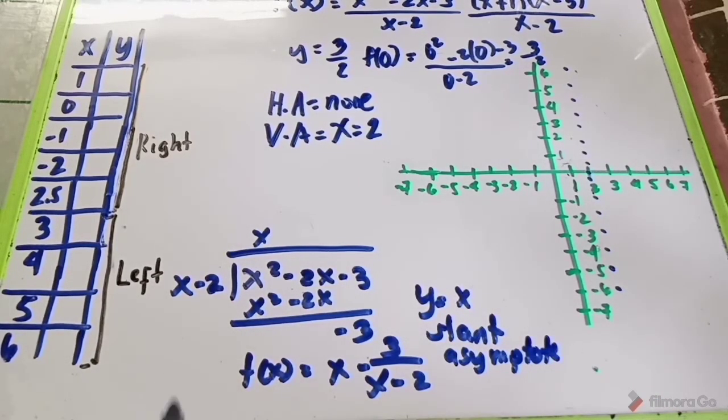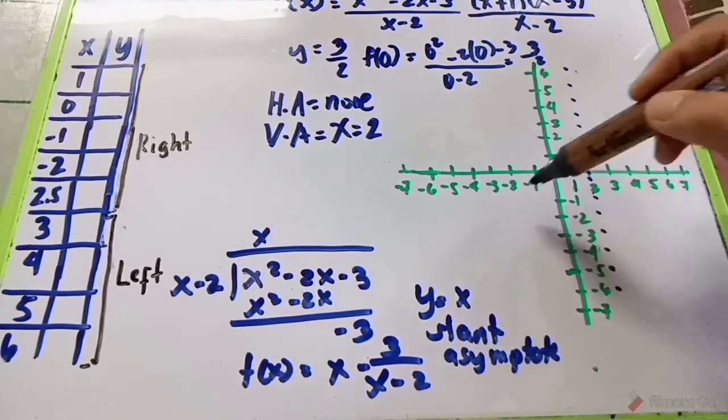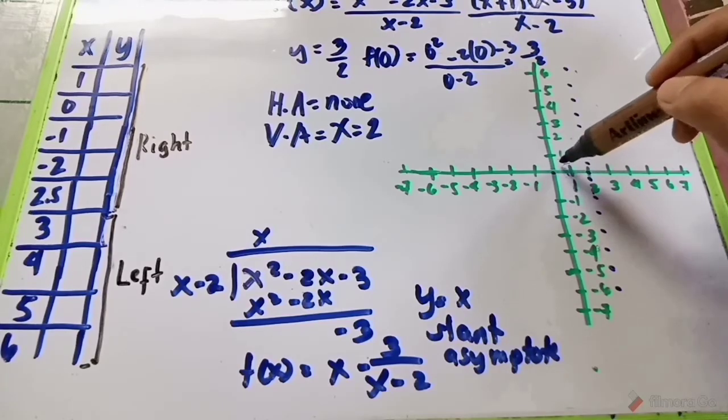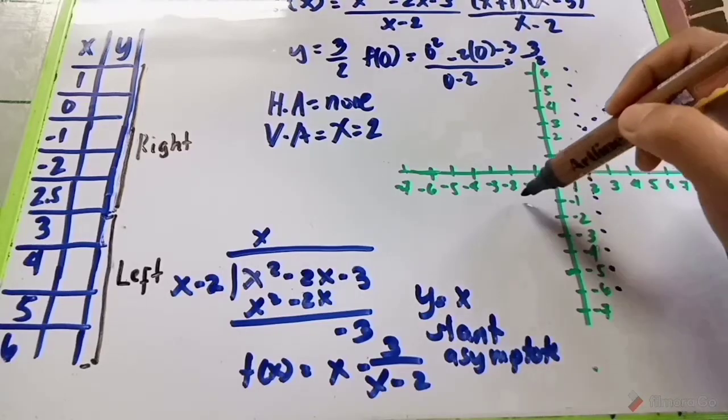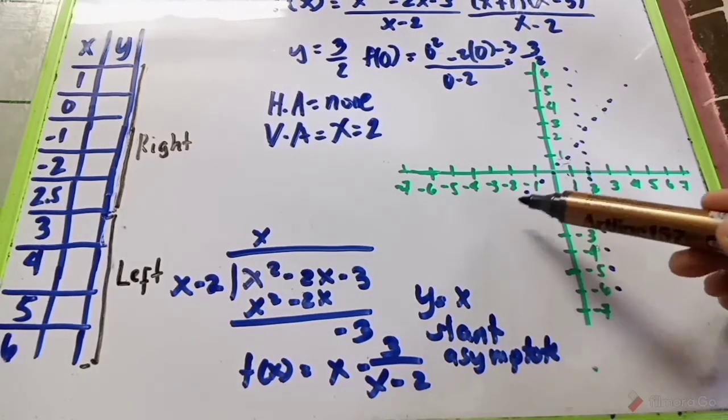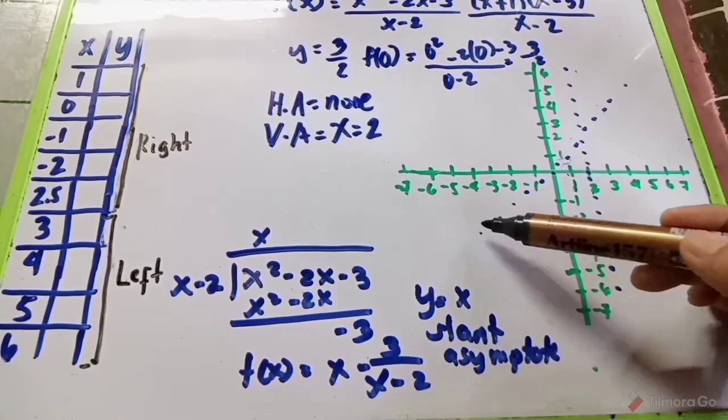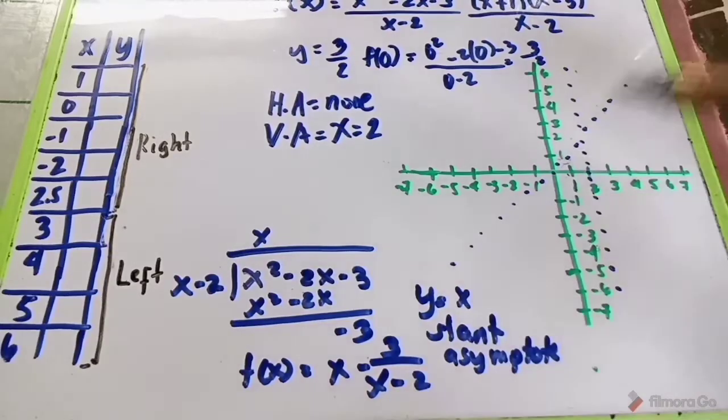Okay, so y is equals to x. So how do we graph y is equals to x? It means we will replace this one in the center, and we will dot, dot, dot. Take note, this will be our slant asymptote or oblique asymptote. So first, let's find out what will be our graph.